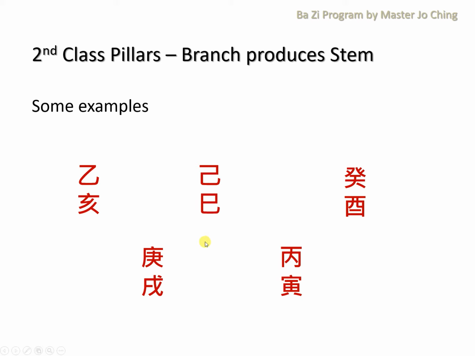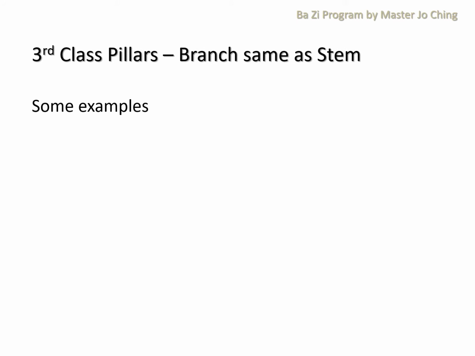Let's look at the 庚戌. So in this case, the earth here produces the metal on top. The Xu produces the Geng metal. All right, next. Let's go to the third class pillars. In this instance, the earthly branch and the heavenly stem have the same element.